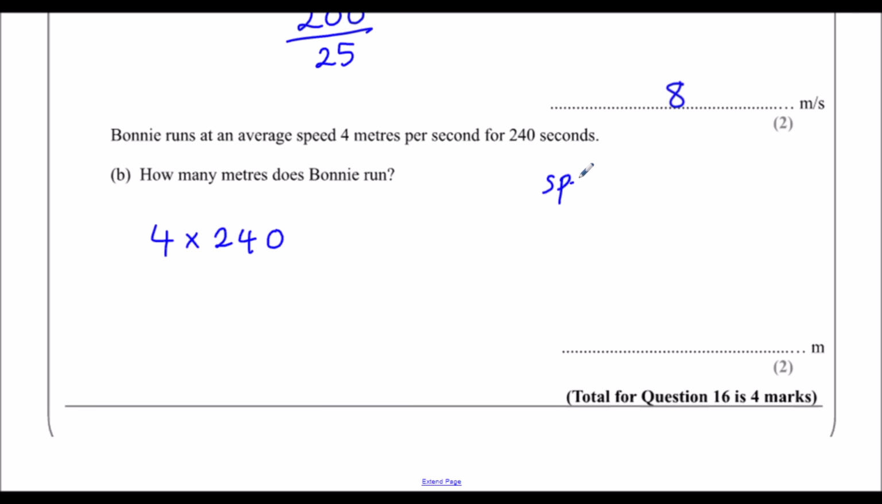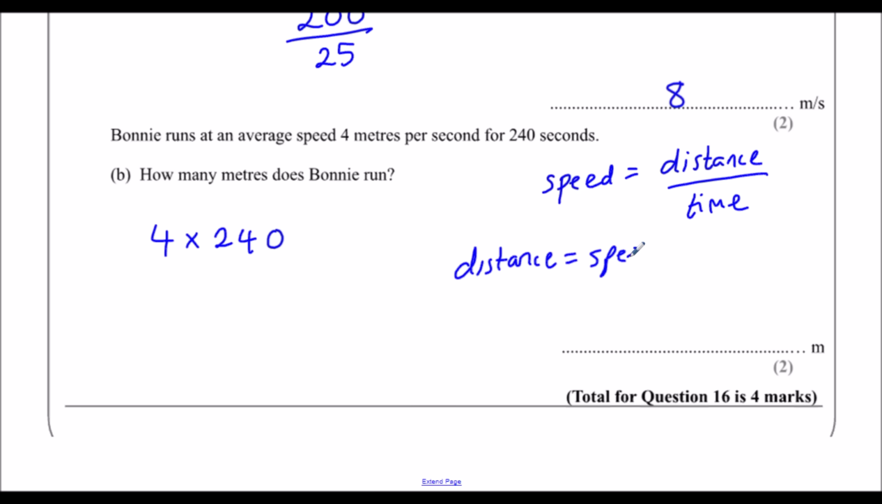You can also say speed is equal to distance over time. So if we multiply both sides by time, we get distance is speed times time. So it's 4 times 240. 4 zeros are 0. 4 fours are 16. 4 twos are 8 plus the 1, 9. So we've got 960 meters.